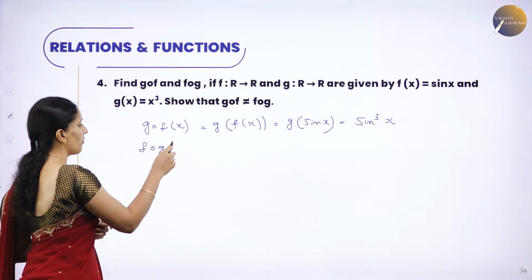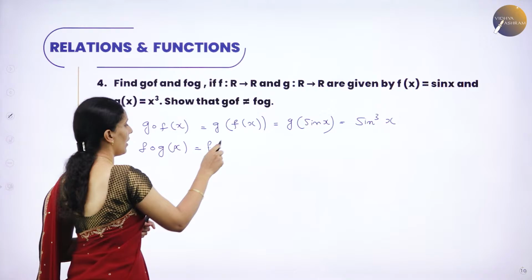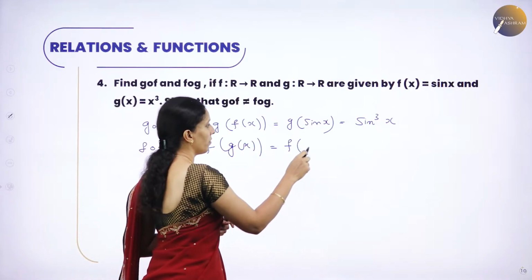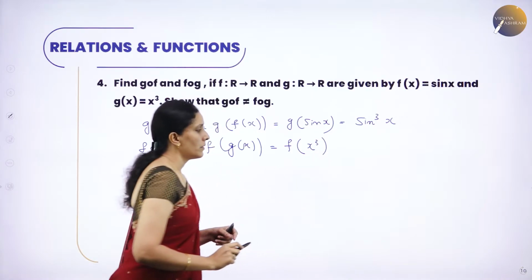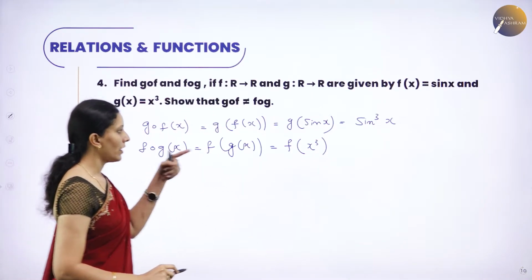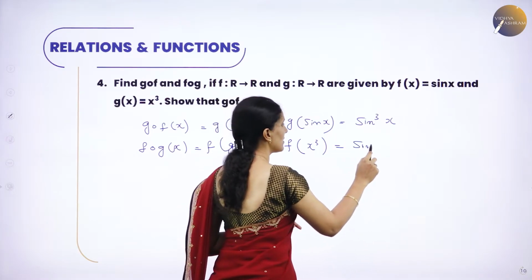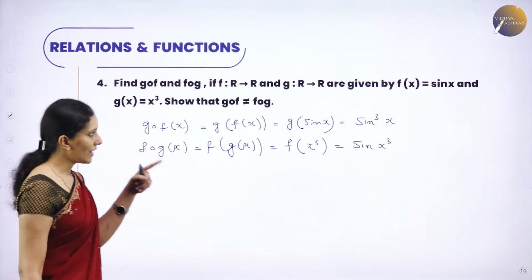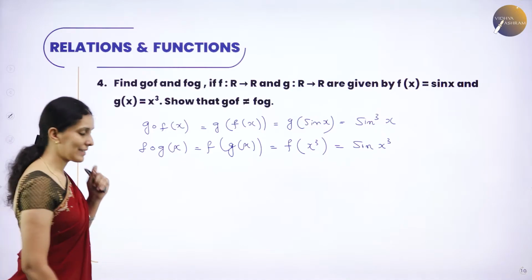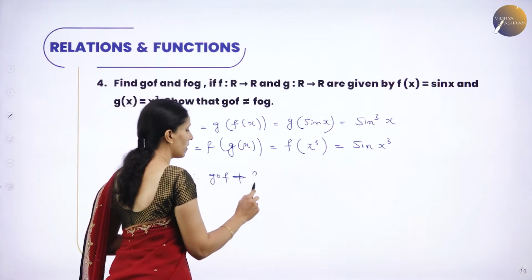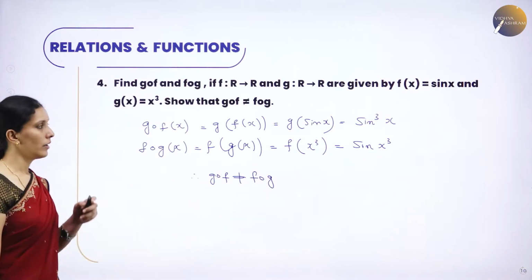Similarly, f naught g of x, f of g of x. So f of x cube, because g of x is x cube. Then what is f of x? It is sin x. So therefore this is sin of x cube. Sin cube x is different from sin of x cube. So therefore g naught f is not equal to f naught g. Next question.